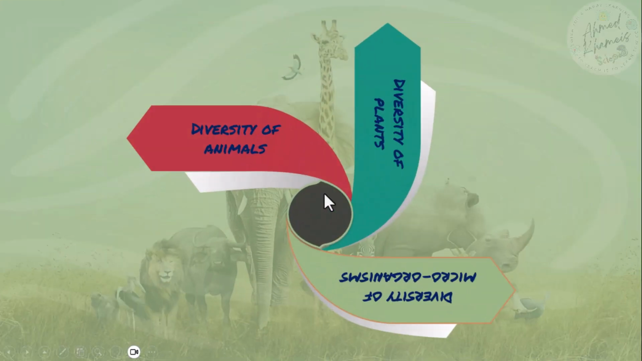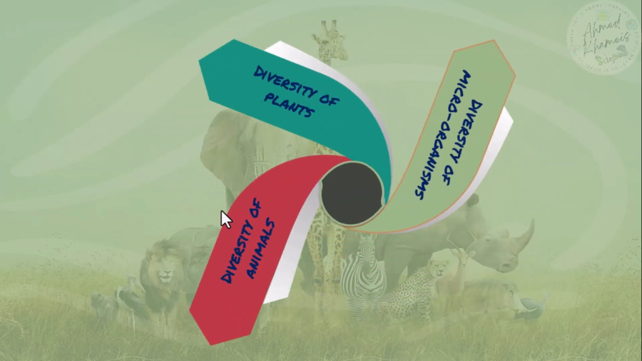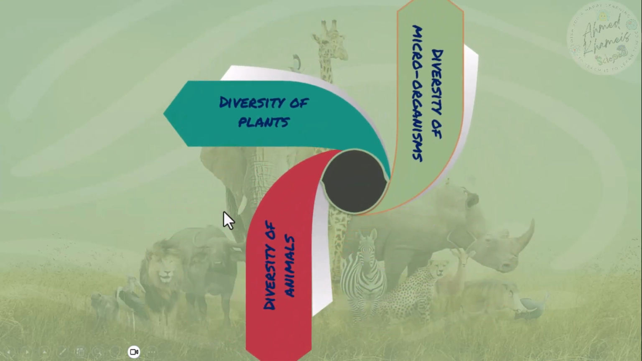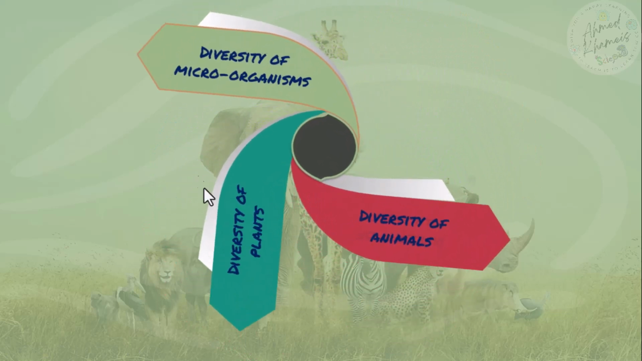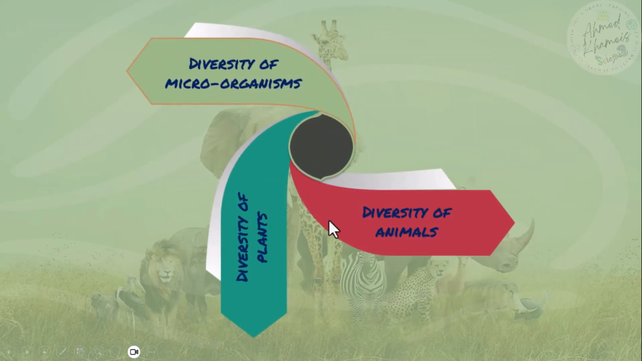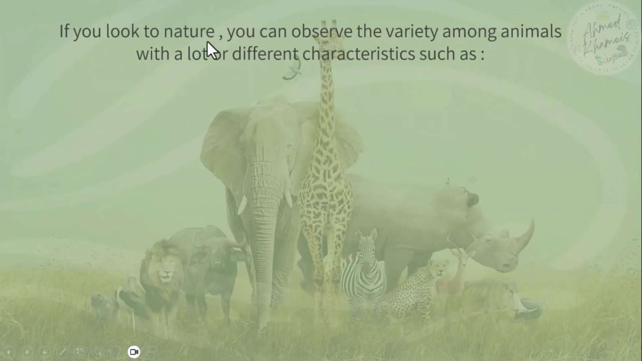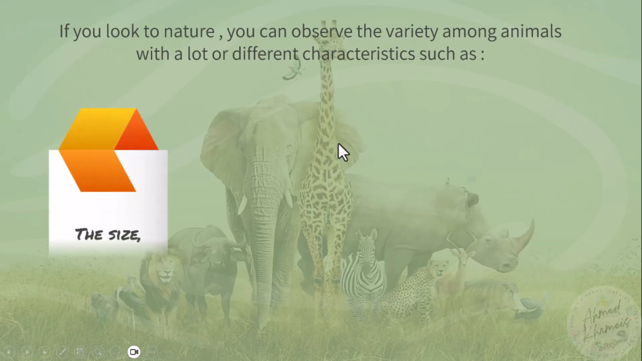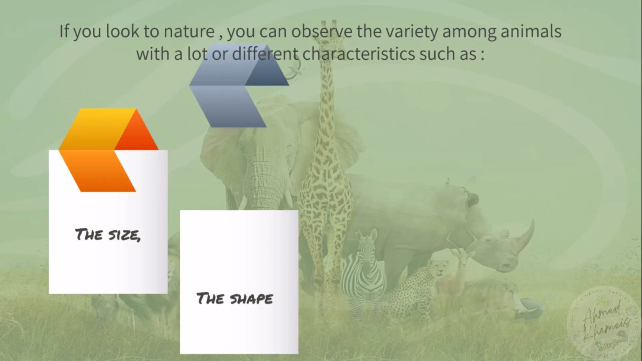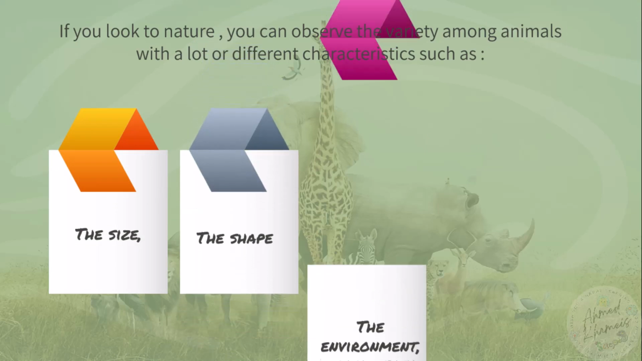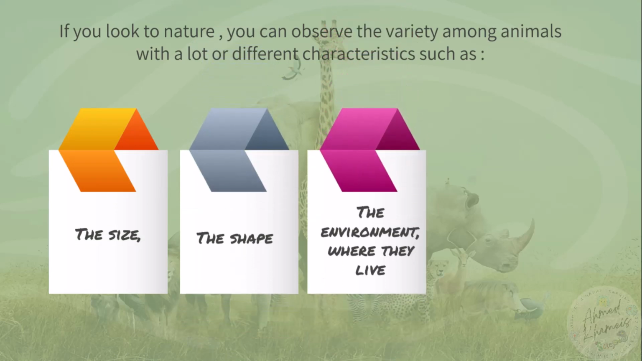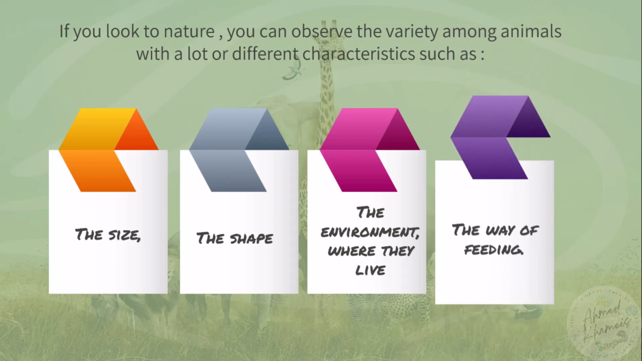So, we will start by discussing the diversity of animals, the diversity of plants, and the diversity of microorganisms. So for the animals, if you look to nature, you can observe the variety among animals with a lot of different characteristics, such as their sizes, their shapes, the environment where they live, and the way of feeding.